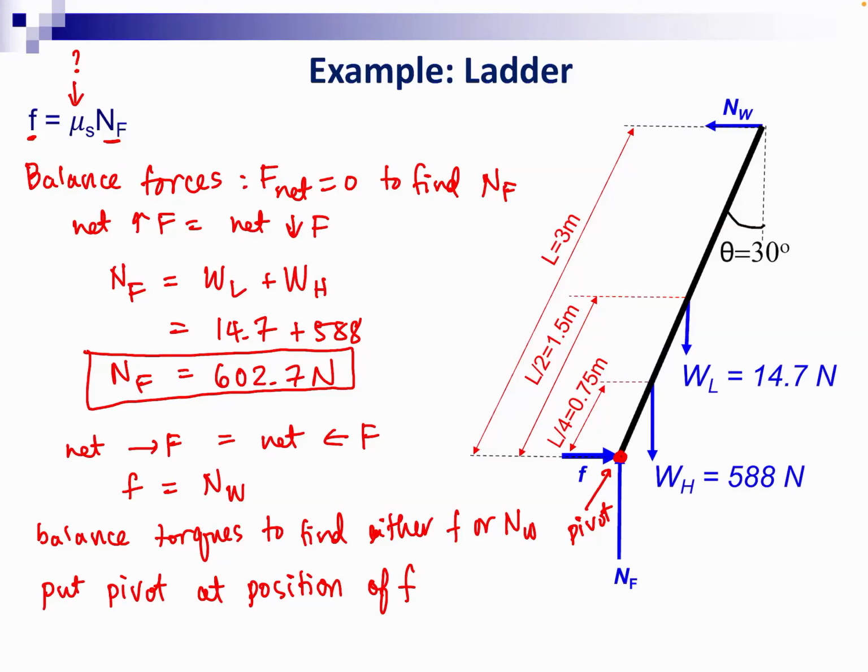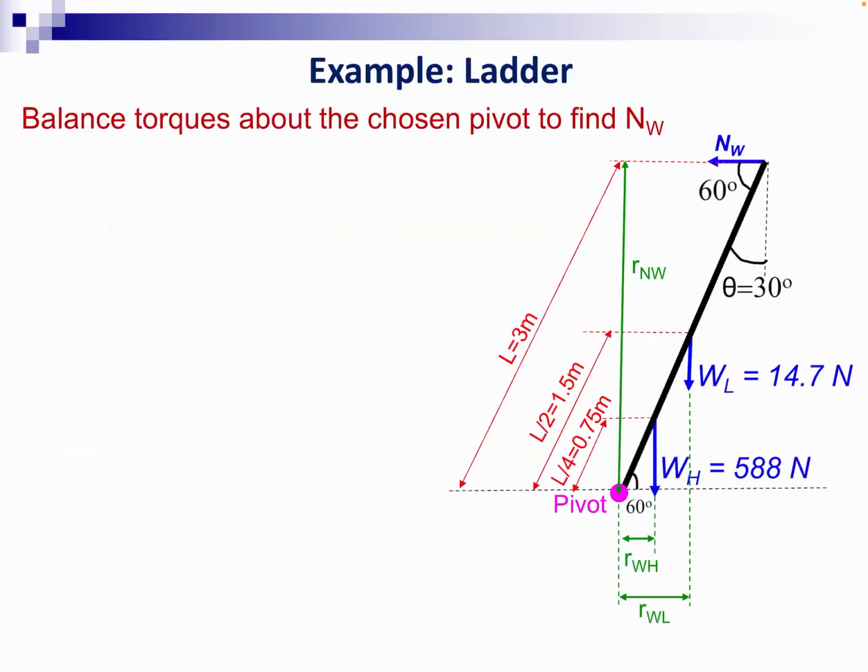Okay, so putting the pivot where the frictional force is, you can redraw your free body diagram. And so you can eliminate all the forces that are at the pivot. So you only have to consider the weight force due to Homer, the weight force due to the ladder, and the normal force from the wall. So you can balance torques about the chosen pivot here at the floor. As usual, counterclockwise torques should be equal to the anti-clockwise torques.